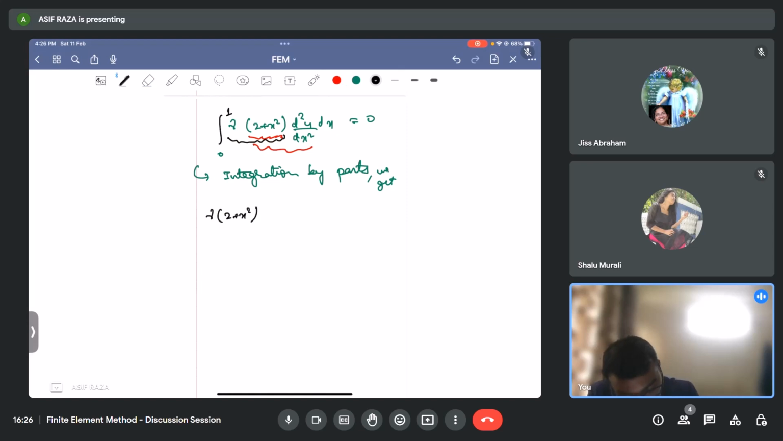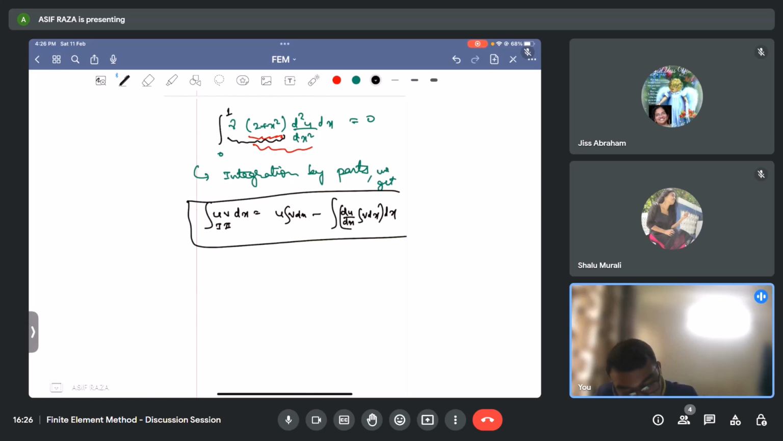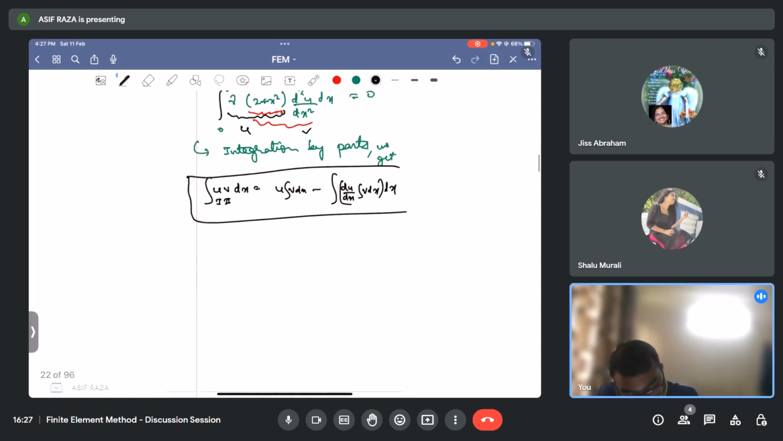2 plus x square, the first function. Let me write it again here: integration by parts is what? First function, second function. We take the first function as it is, integrate the second function, minus the integration of the differentiation of the first function times the integration of the second function, integrated over the whole domain. So this is integration by parts. Let's try. I'll use this one as u, this one as v.